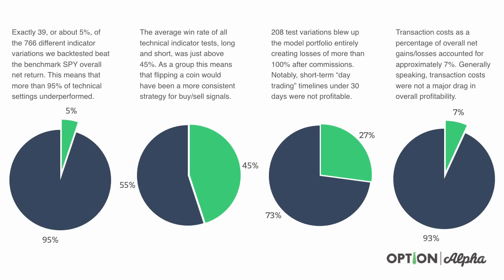One is that exactly 39 or about 5% of the 766 different long indicator variations that we backtested beat the S&P 500 benchmark net return. This means that 95% of the technical analysis indicators that we tested underperformed the market. Now, this is incredibly important because what this really means is that 95% of the indicators that are out there are basically junk and garbage and don't really work.